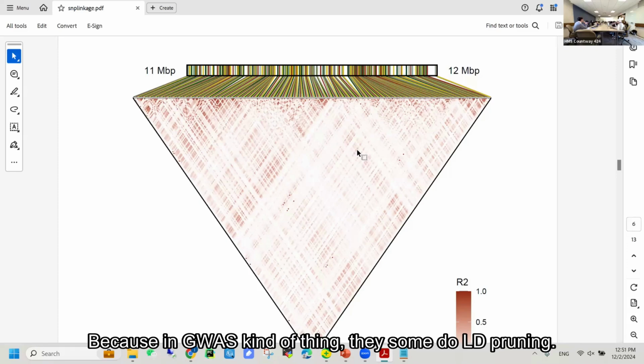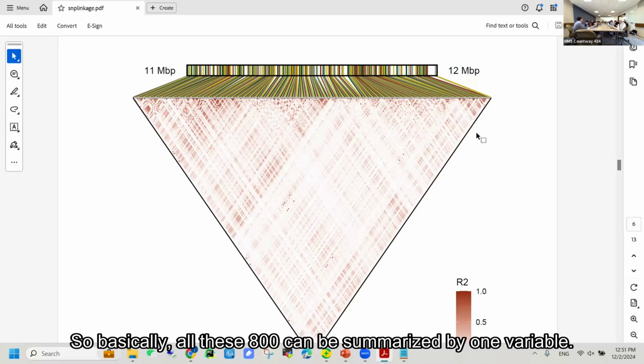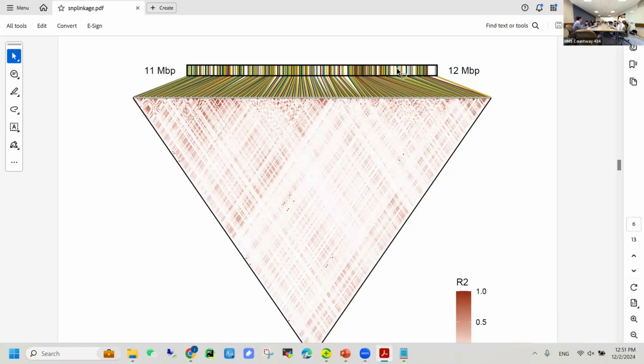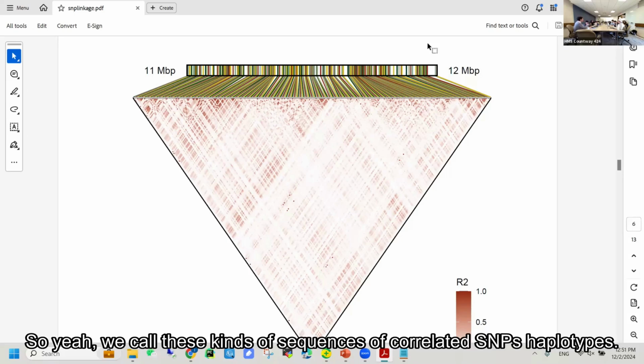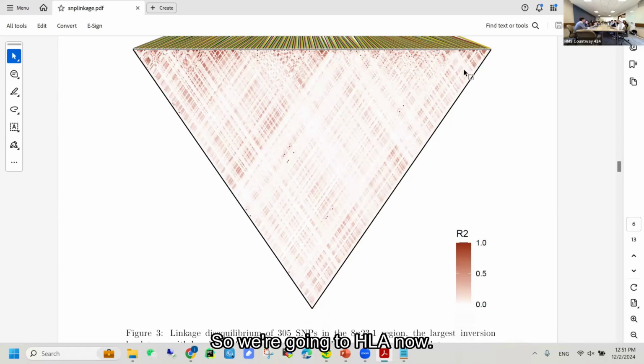Because in GWAS, they sometimes do pruning, so they do a haplotype modelization. And so basically all these 800 can be summarized by one variable, since it's a long sequence and most people have either one sequence or the other. You can just replace it by one variable, 0 or 1. So that's haplotype summarization. So we call these kinds of sequences of correlated SNPs haplotypes. And HLA is a good example for that. So we're going to HLA now.